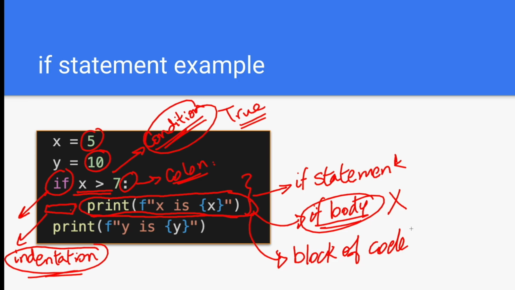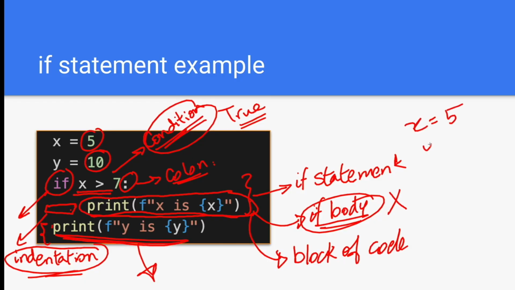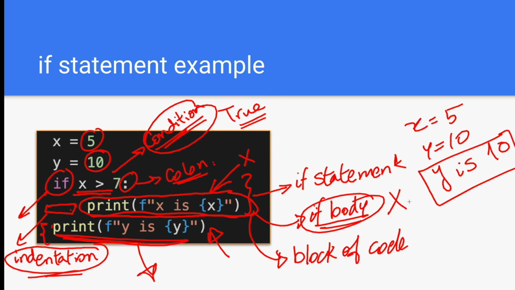So if we want to trace this program and see what the output is going to be, we start by x is equal to 5, y is equal to 10, and then the if statement starts: is x greater than 7? This condition evaluates to false, so this print statement is not going to be executed. However, this print statement for y is going to be executed. So we're going to say y is, and then the value of y is 10. So the output of this program will be y is 10.